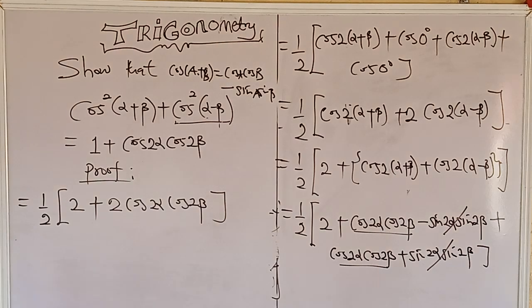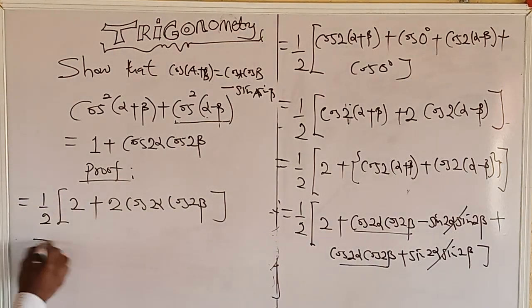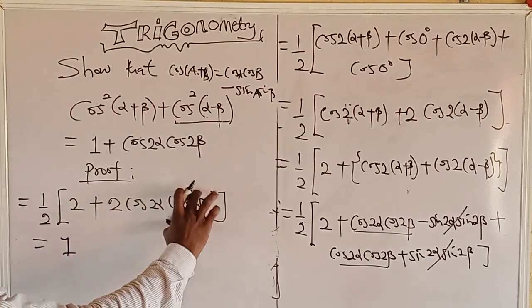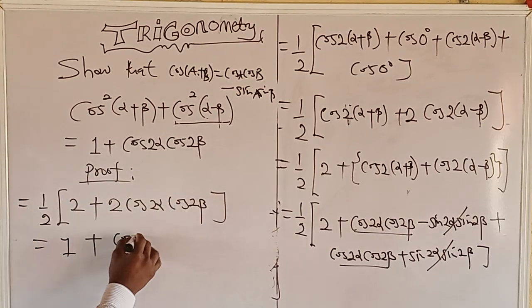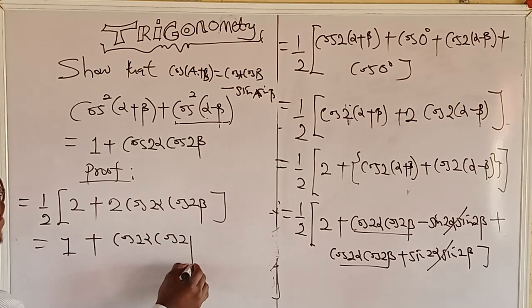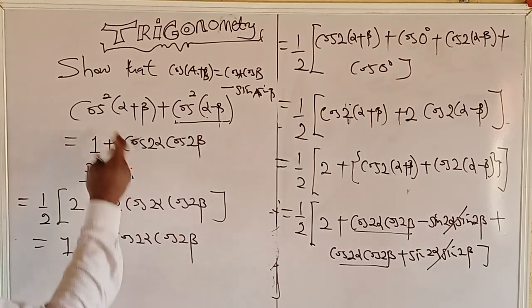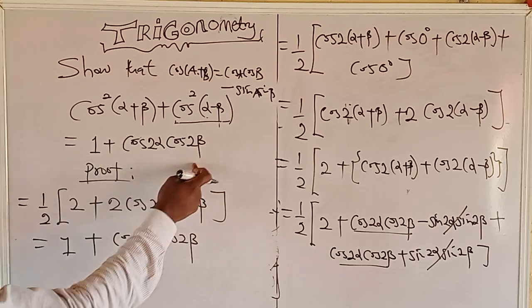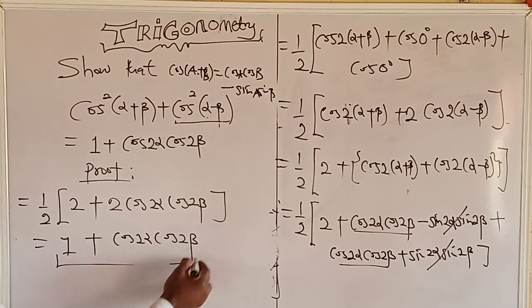The work is done. So what is left is to multiply through. Now, half multiplied by 2, we get 1, all right? The half multiplied by this expression, you have cos 2 alpha cos 2 beta. And this is our requirement. We are required to prove that this expression is equal to this. And indeed, we've established the claim.